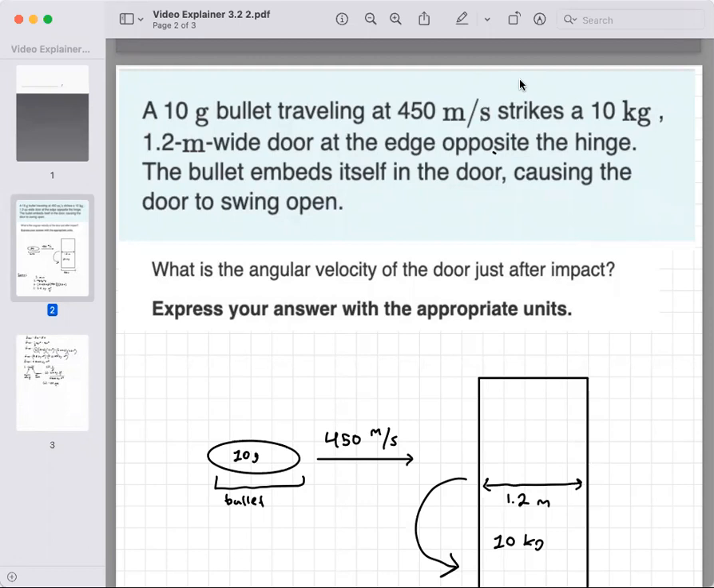The question is: a 10-gram bullet traveling at 450 meters per second strikes a 10 kilogram, 1.2 meter wide door at the edge opposite the hinge. The bullet embeds itself in the door, causing the door to swing open. What is the angular velocity of the door just after the impact?